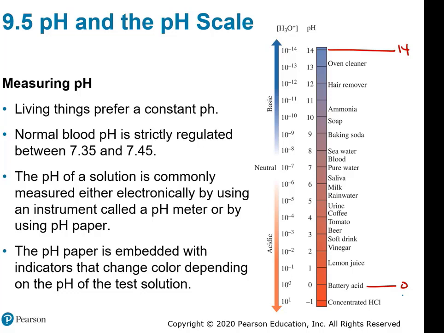If it is a man-made substance, we can make things way more concentrated than would be naturally found. So concentrated hydrochloric acid has a pH of -1, but that's because it's below the scale. It has way more hydrogen ions than normal. So that's where that number comes from.